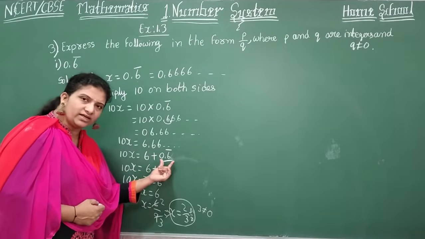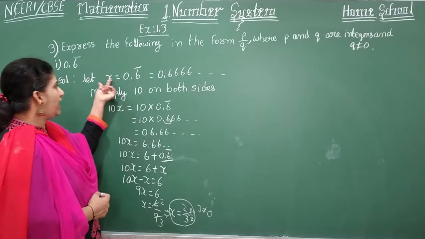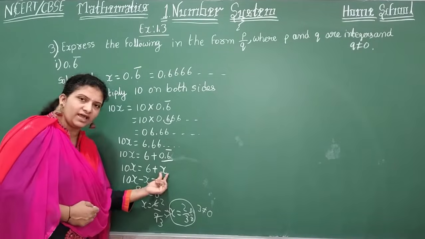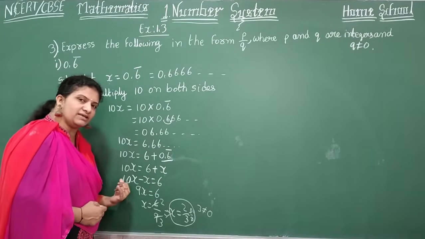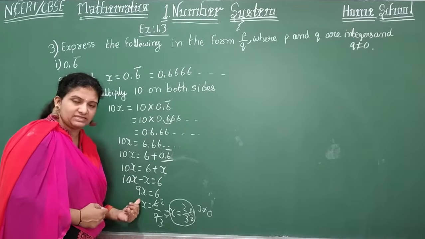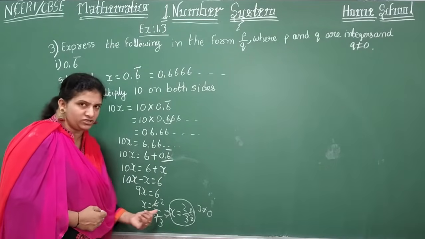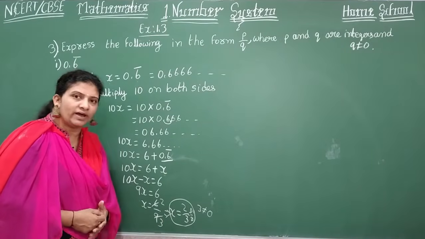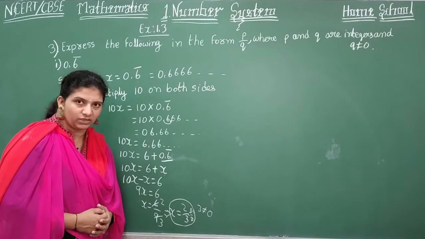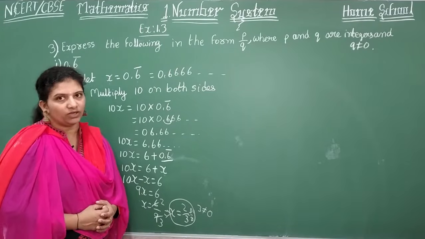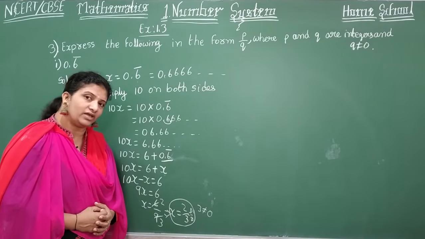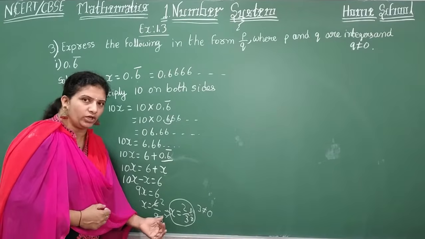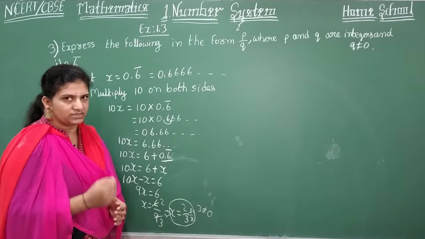So by the way, what is this? This is nothing but x. Substitute here x and bring this x this side. 10x minus x will be 9x. 9x equal to 6. x is equal to 6 by 9. That will be 2 by 3. Where 2 by 3 is in the form of p by q, and 3 cannot be equal to 0. What do you mean by 3 here? 3 is q. q value is not equal to 0.